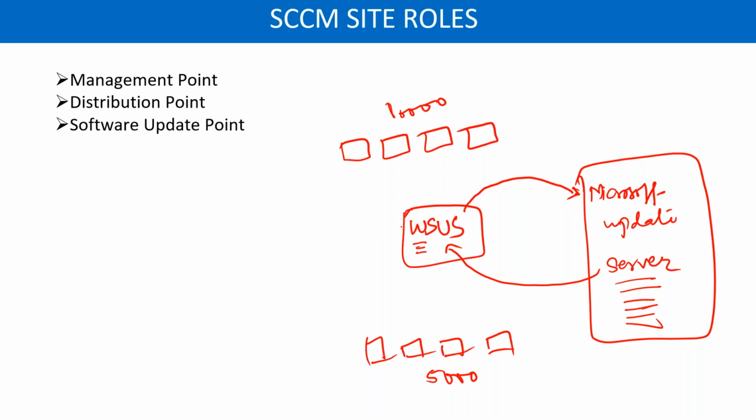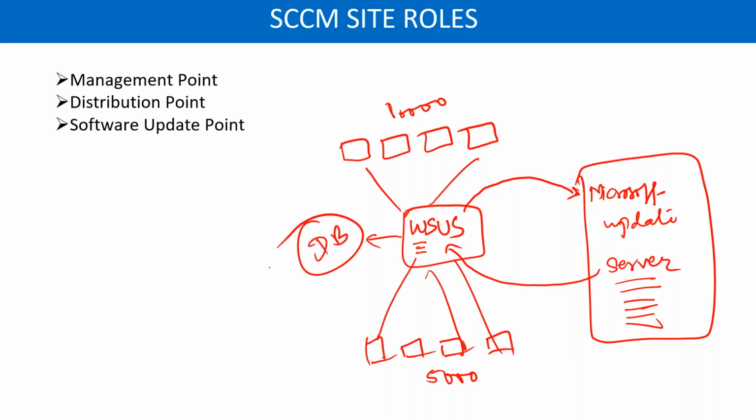After the synchronization, WSUS is going to scan all these computers, these 20,000 computers, to check whether these patches are already installed on them, or missing, or not required, or whatever it is. It is going to scan all the computers and then keep that information in its database. So in the database, all the information will be present about all the computers, whether the patches are missing, not missing, or already installed.